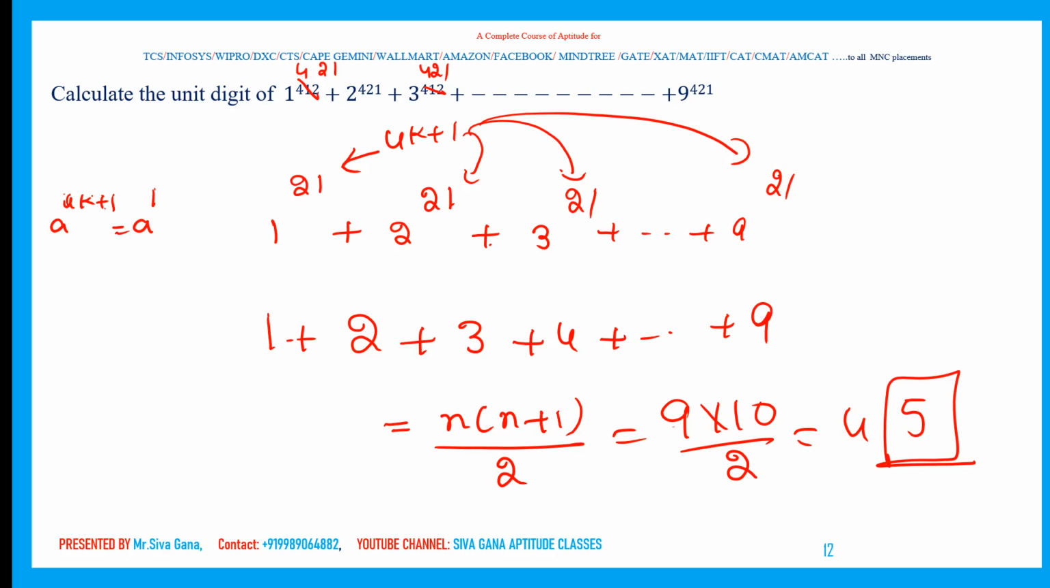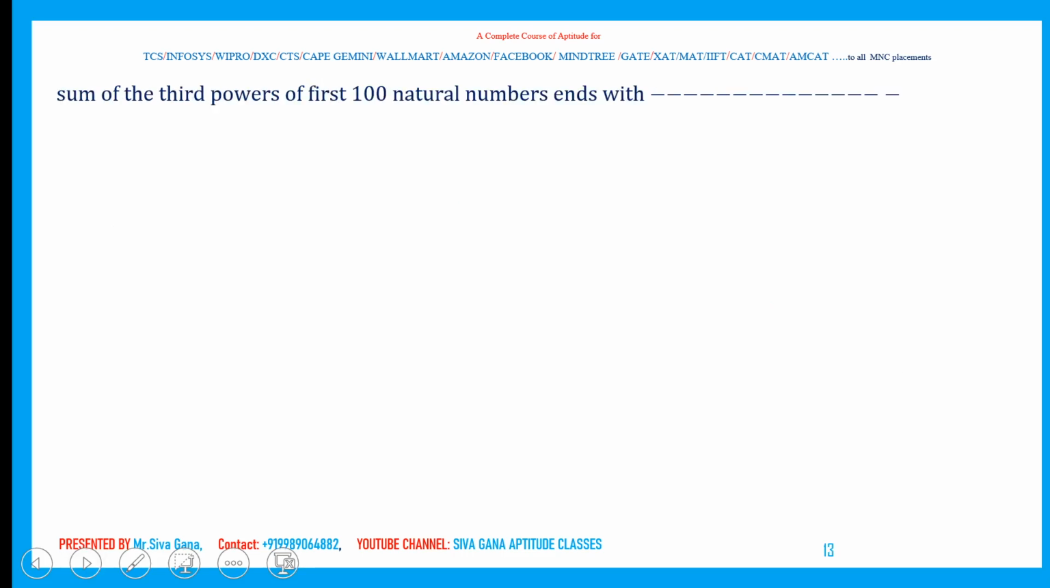Every power which was given in the question is in 4k plus 1 form. Now, if the sum of the third powers of the first 100 natural numbers, which means 1 cube, third power is 1, next natural number is 2 cube, next natural number is 3 cube, and so on up to 100 natural numbers, 100 power 3. This is what he is asking.